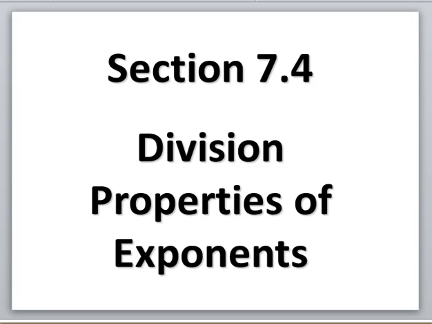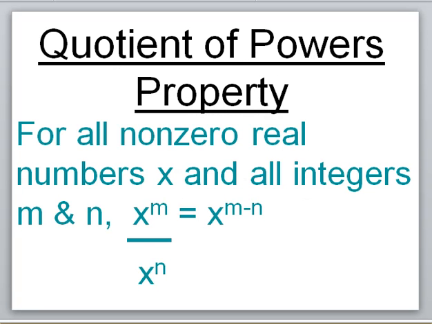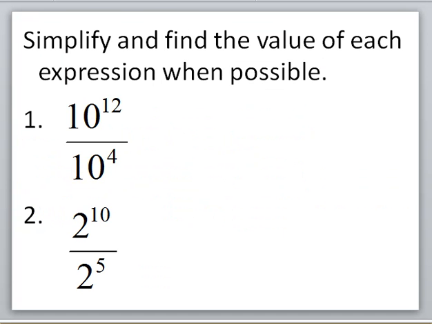In section 7.4, we're going to use the division properties of exponents. So what we have is a quotient. The quotient of powers property says that we're going to keep our base and subtract our exponents. Now, you can use that rule, but I'm going to show you the logic behind that, and you can also use the logic every time, and I'll tend to do that a lot because people understand it a lot better.